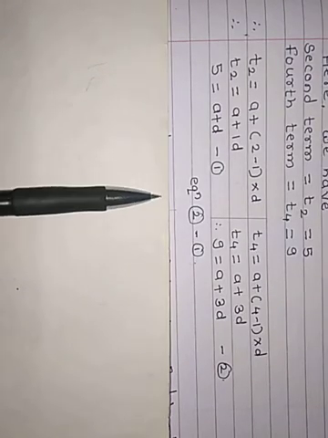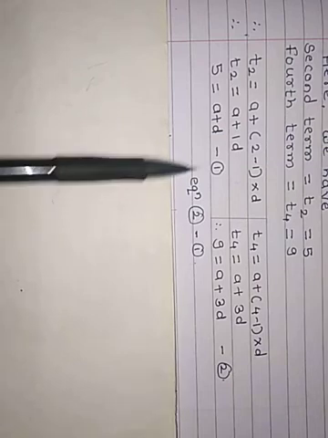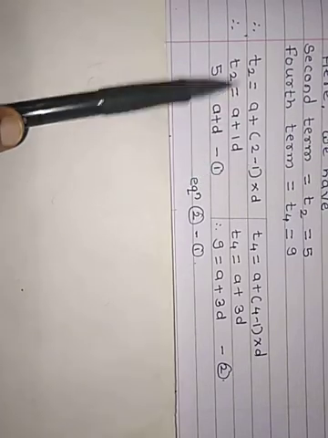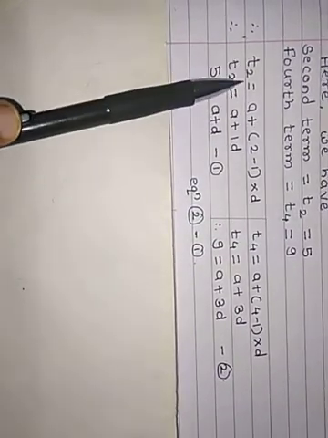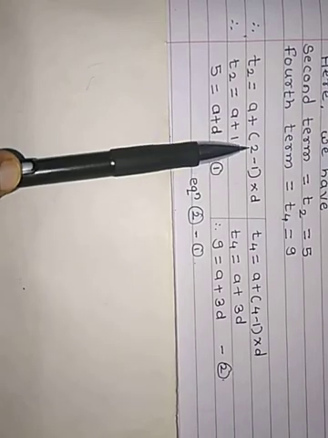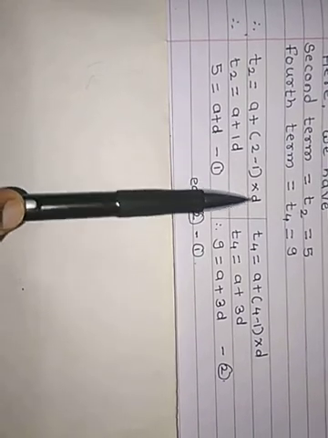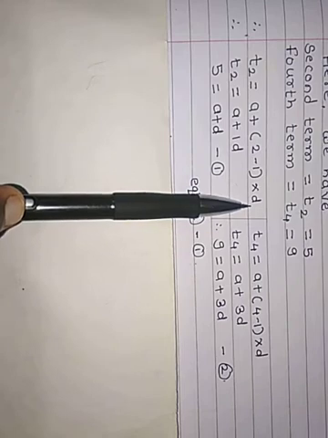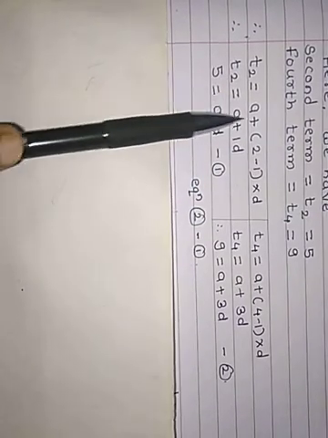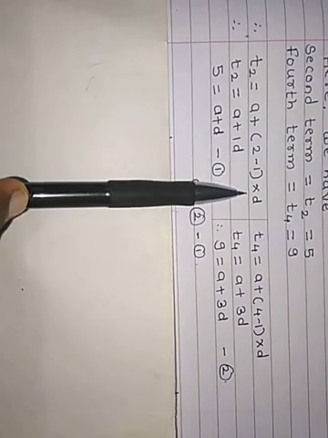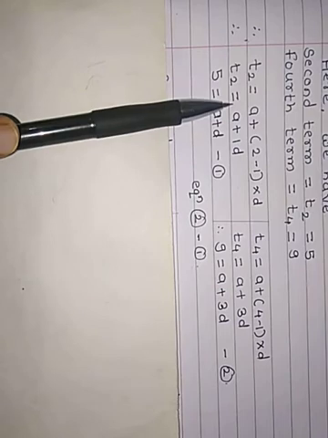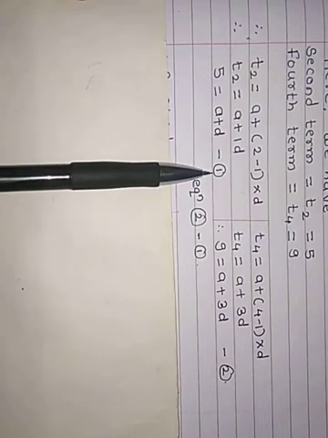Now by using the formula we will write the equations. T2, that is the second term, equals A plus, here the value of N is how much? 2. So it will be (2 minus 1) into D. We don't know the term to term rule. Therefore T2 equals A plus 2 minus 1, it will be 1 into D. Now what is the value of T2? It will be 5. Therefore 5 equals A plus D. We have equation number 1.